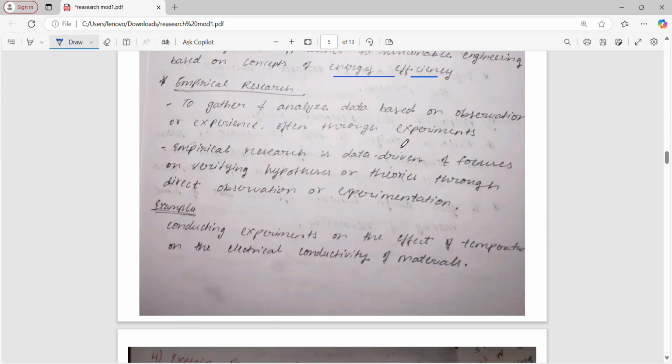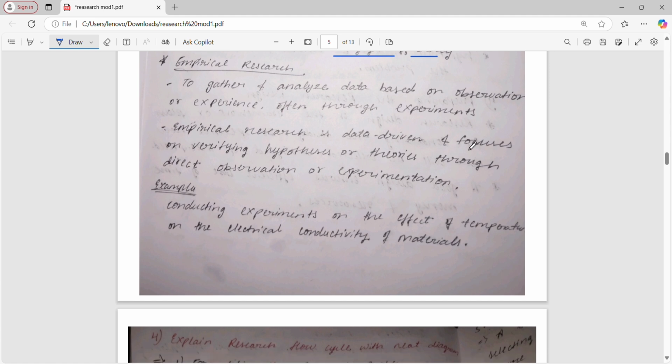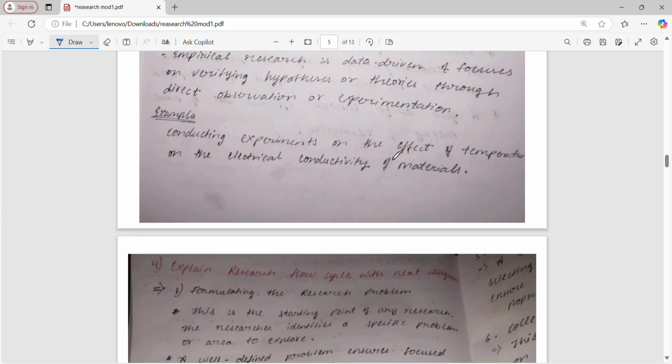Empirical research means to gather and analyze data based on observation or experience, often through experiments. Empirical research is data driven and focuses on verifying hypotheses or theories through direct observation or experimentation.